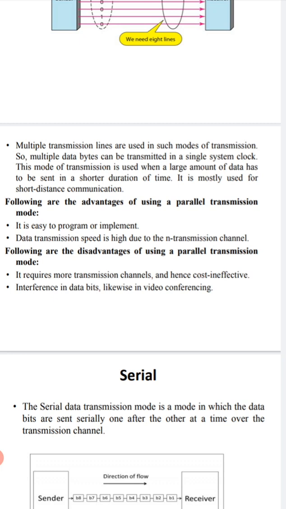So what are the advantages of parallel transmission mode? It is very easy to program or implement. Next, the data transmission speed is high due to the n transmission channels. Then what are the disadvantages of using parallel transmission mode? It requires more transmission channels and hence is cost ineffective. Then there is interference in data bits, likewise in video conferencing.